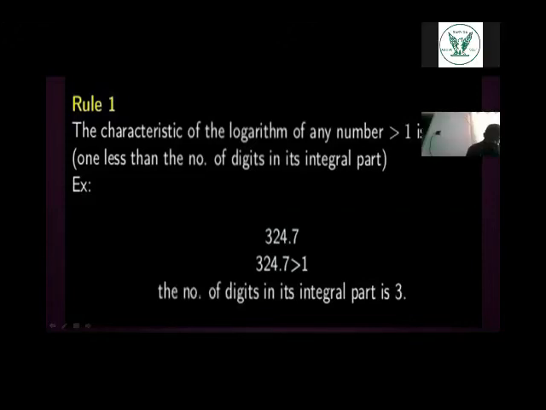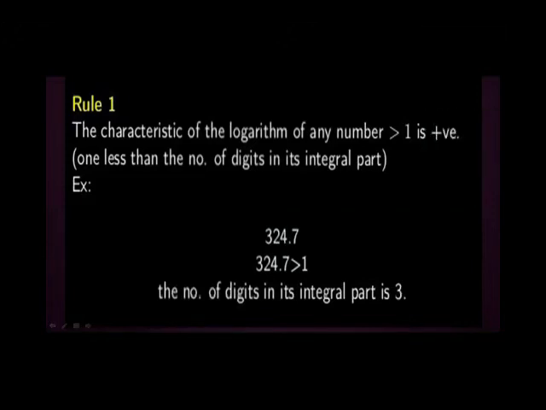First of all, what do we have to decide? We have to decide whether the number is greater than 1 or less than 1. The given number is greater than 1. Now count the number of digits in its integral part. There are 3 digits: 1, 2, 3.